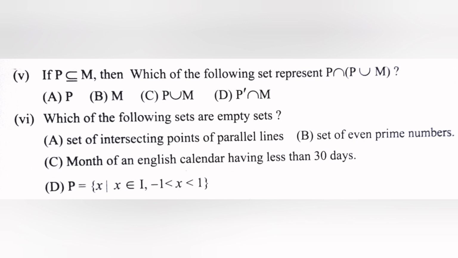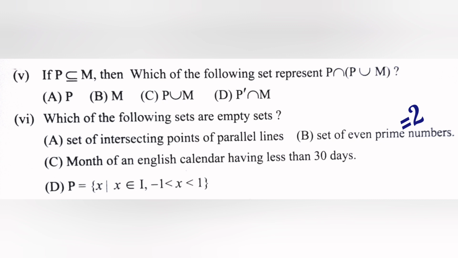Option C, days less than 30, the month is February. Okay, so this is also not an empty set. Option B, set of even prime numbers. Yes, it is a singleton set because 2 is the only even prime number.